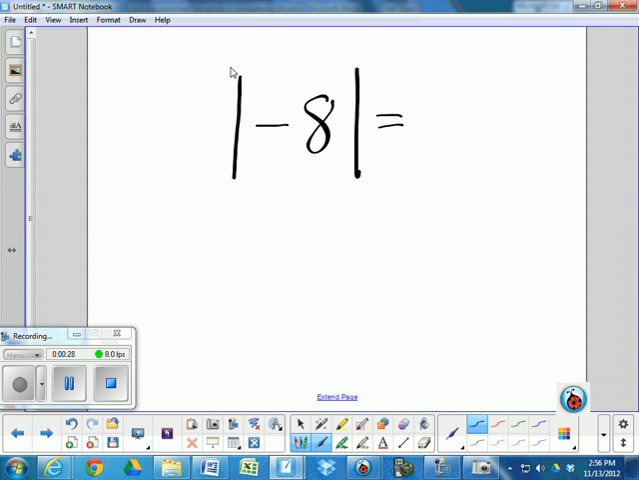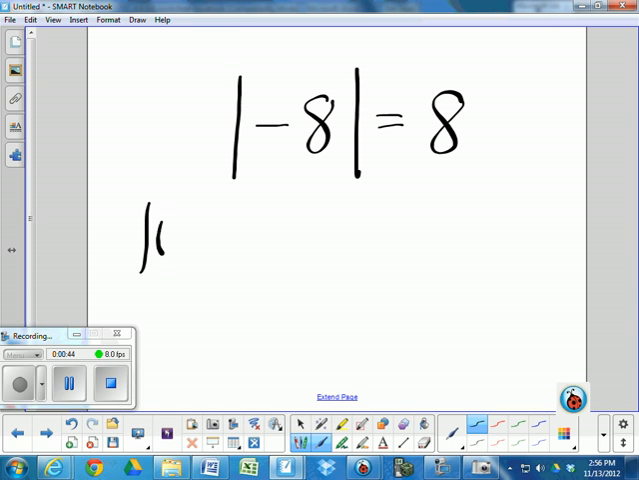So when I say what's the absolute value of -8, it's 8. It's asking you, basically, how far is the number from 0 on the number line? All right? What's the size of the number? Not its direction, left or right, just the size of it.